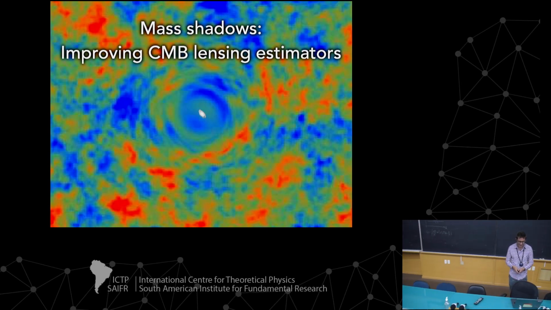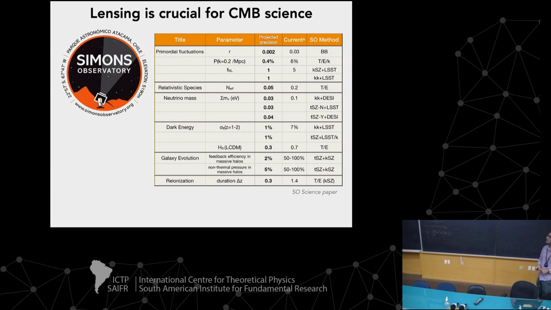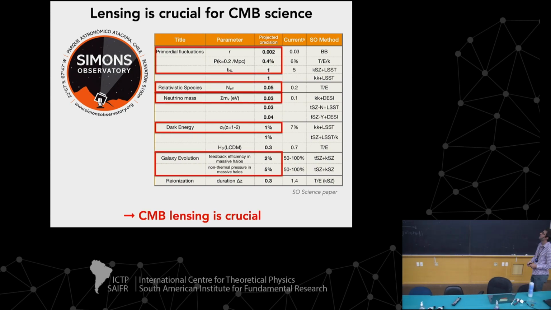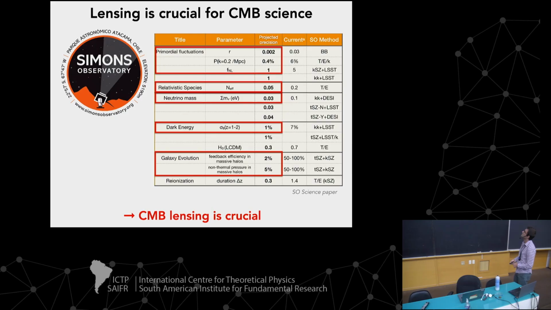CMB lensing has become a really important tool for cosmology, and this is a now slightly old table from the Simons Observatory Science paper in 2018-2019. This table lists a lot of the science goals for this experiment: learning about the initial conditions of the universe and inflation, learning about additional particles in the universe, properties of the neutrinos, dark energy, feedback in galaxy formation and reionization. If you ask for how many of these science cases CMB lensing helps, the answer is those, so pretty much all of them.